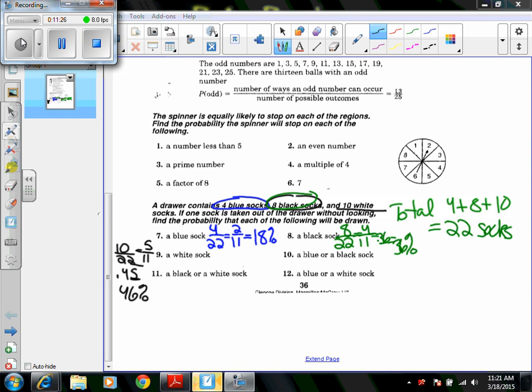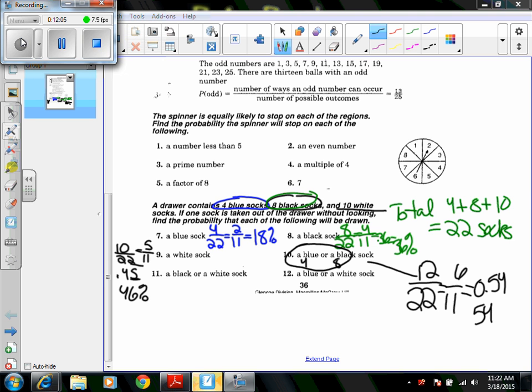All right, number 10. Okay, we have 4 blue and we have 8 black. So my probability of drawing a blue or a black sock out of the drawer, I'm going to put that over here, is 12. I add them together, 12 out of 22 total. Okay, 12 over 22 reduces to 6 11ths. I can use my calculator because this isn't one that we have memorized, and I come up with 0.54 when I divide 6 by 11, and that changes to 54% when I move the decimal over 2 places to the right.